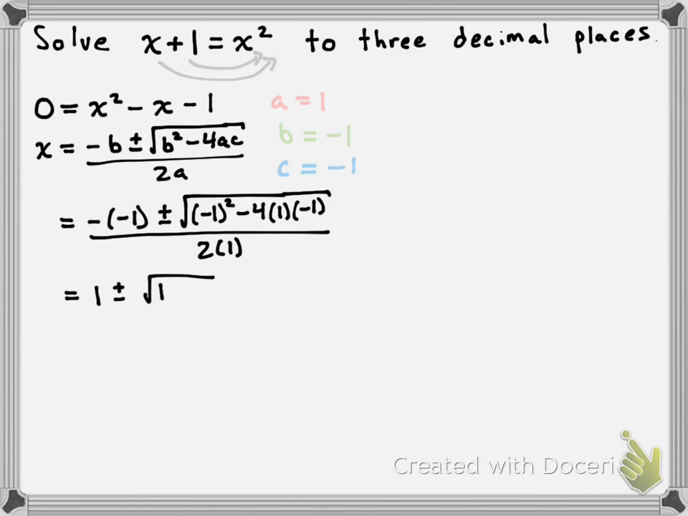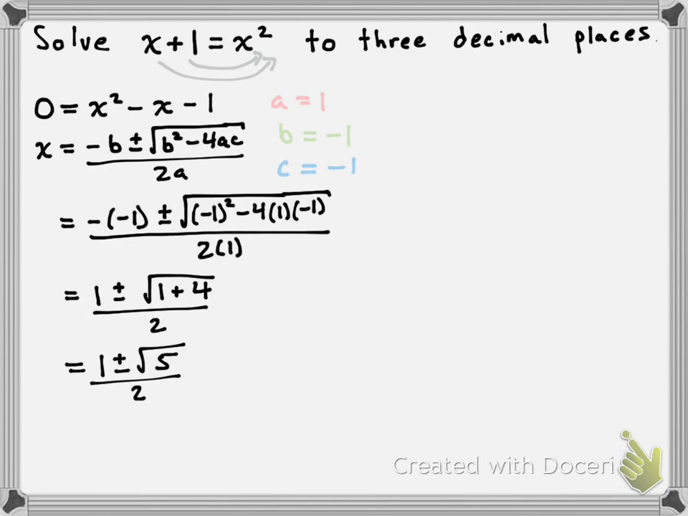And then we're going to do negative 4 times our a value times our c value. That's negative 4 times 1 times negative 1. And that's just going to be positive 4. So that means we're going to put plus 4. And this whole thing is going to be divided by 2 times 1, which of course is just 2. Okay, so underneath our square root, we can still evaluate 1 plus 4. So that's going to give us 1 plus or minus the square root of, well, 1 plus 4 is 5, divided by 2. Okay, great.